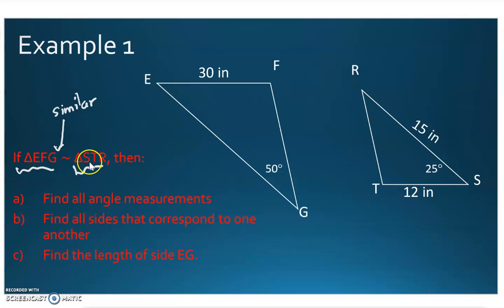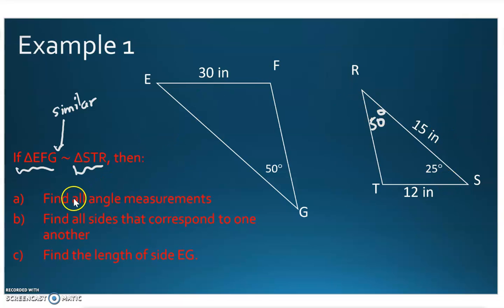Notice the order of the statement. It really matters. So triangle EFG is similar to triangle STR. So that means point E corresponds with point S, and F with T, and G with R. So if I go look at, say, angle G, right here, angle G is going to correspond with angle R in the other triangle. So if this is 50 degrees, that means that angle R is 50 degrees as well. So I'm going to write that in, 50 degrees.